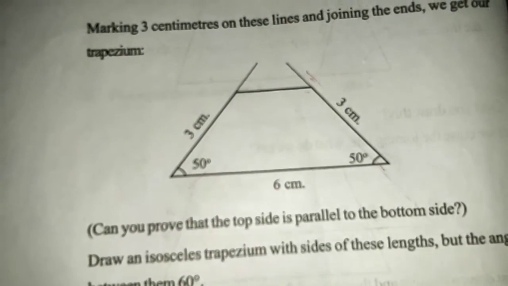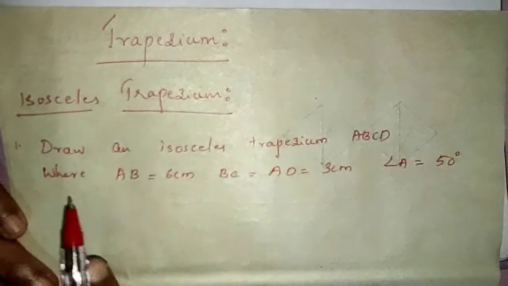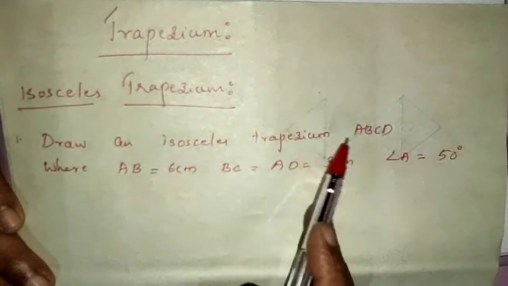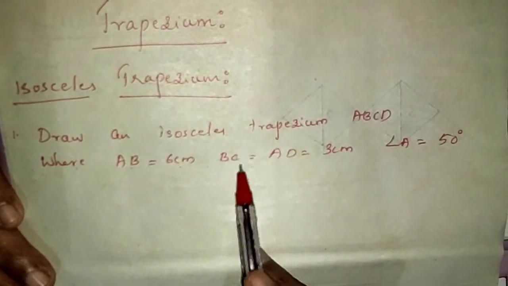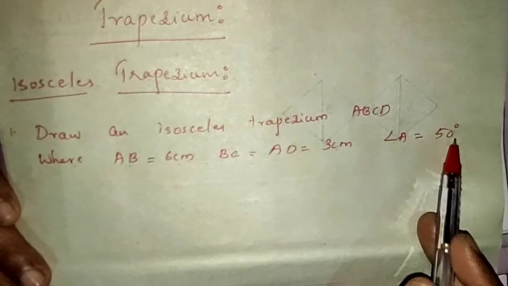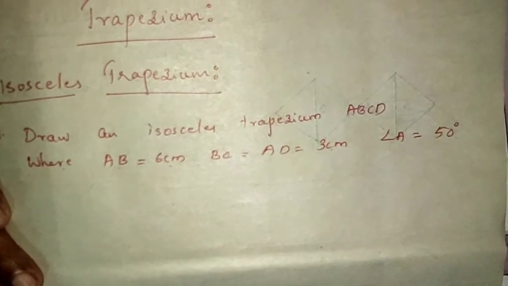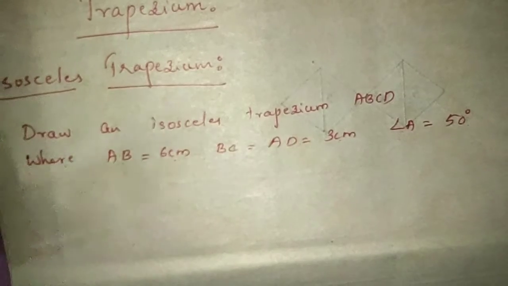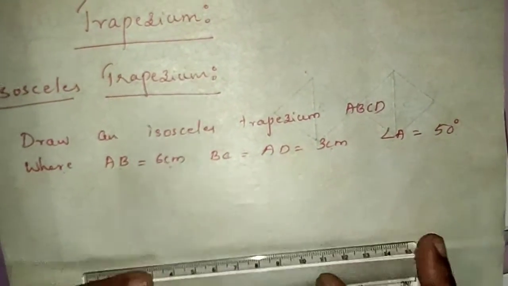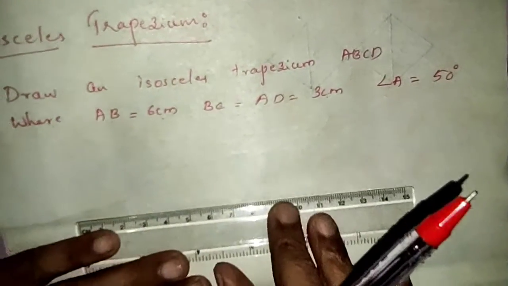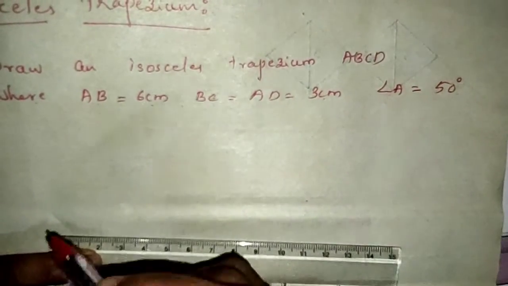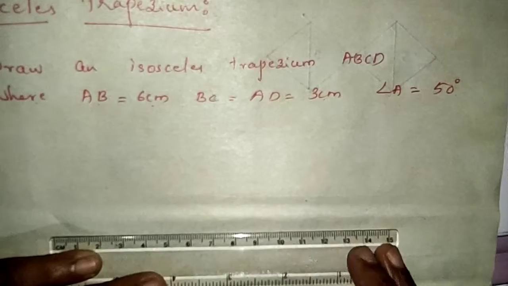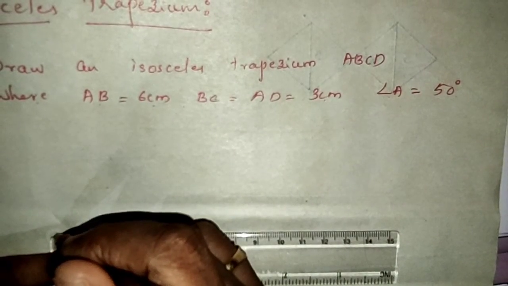Let us do that. So this is our question. Draw an isosceles trapezium ABCD where AB is equal to 6 centimeter, BC is equal to AD is equal to 3 centimeter and angle is equal to 50 degree. So first we are going to draw our AB. AB is our base. So draw a line of length 6 centimeter.